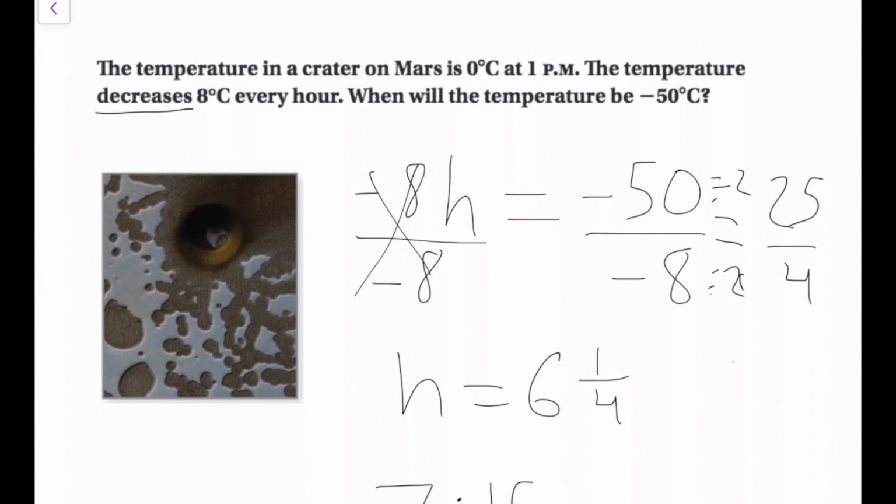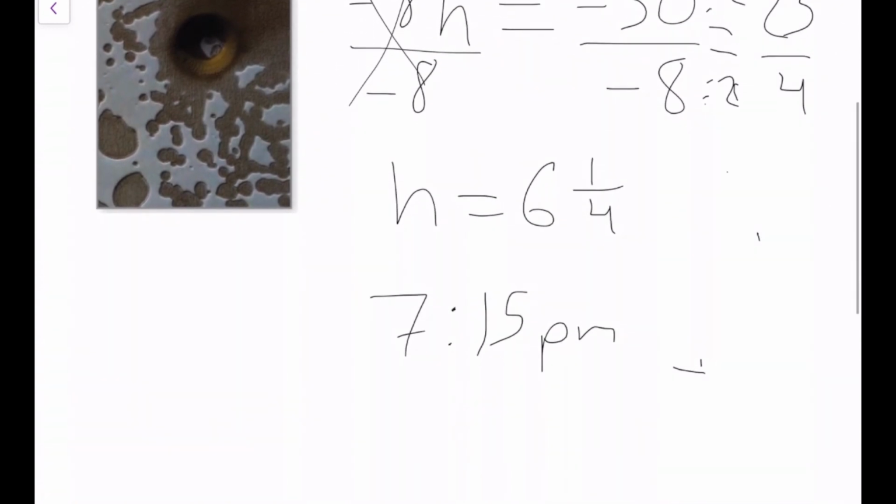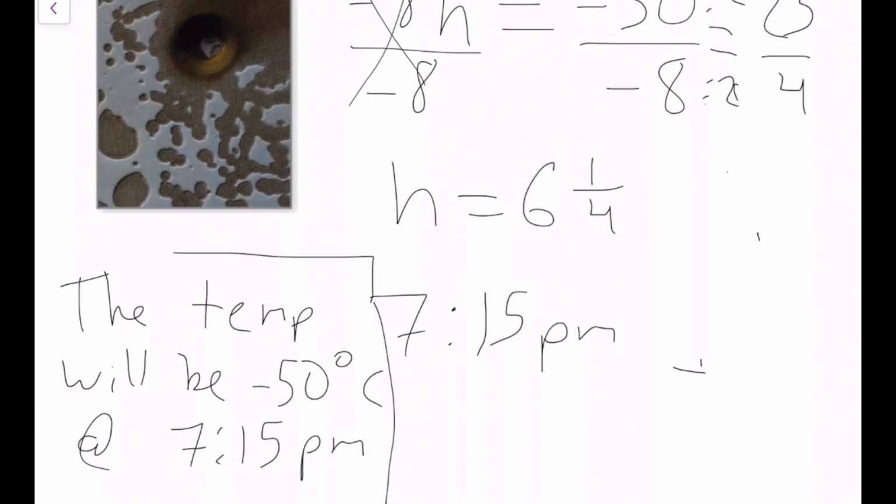So when will the temperature be negative 50 degrees Celsius? We can write the temperature will be negative 50 degrees Celsius at 7:15 p.m. I'm going to put a box around my answer. And now we are done.